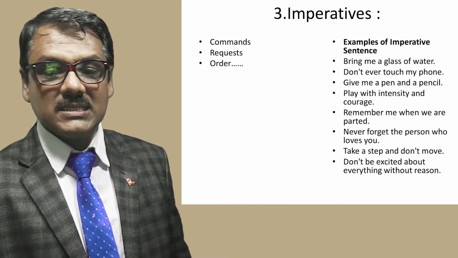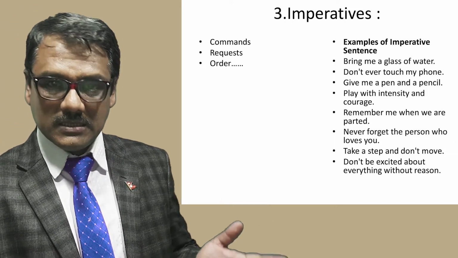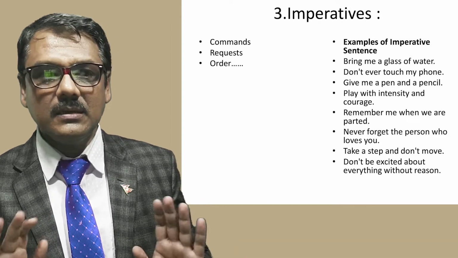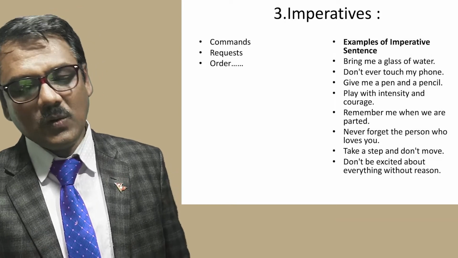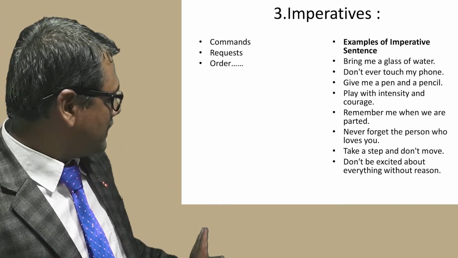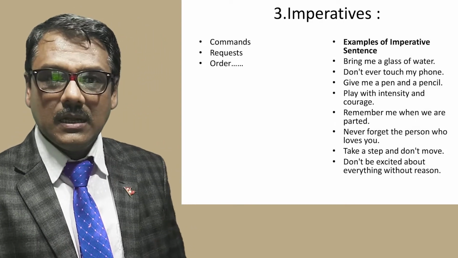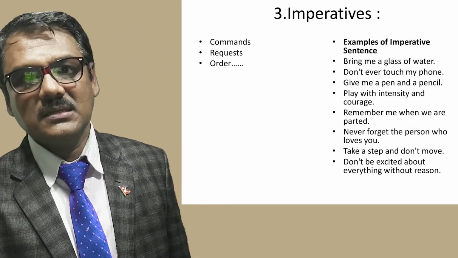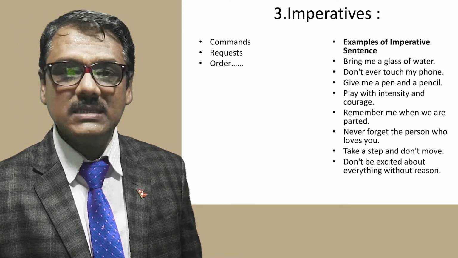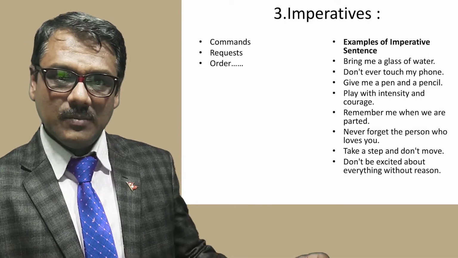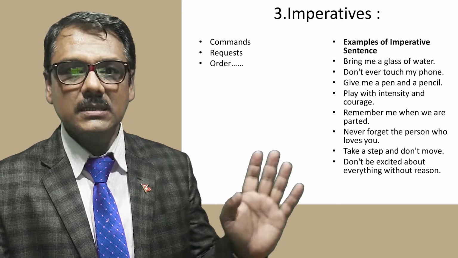You can read them yourself. Some of the examples have been put forward here. Bring me a glass of water. There is no subject. Bring is the verb. The sentence begins with verb 1. Similarly, don't ever touch my phone. All these sentences you can read yourself. They are clear to you. There is no visible subject, no direct subject, although they have the subject you, that is hidden. And by meaning, they are orders, suggestions, commands, and so on.